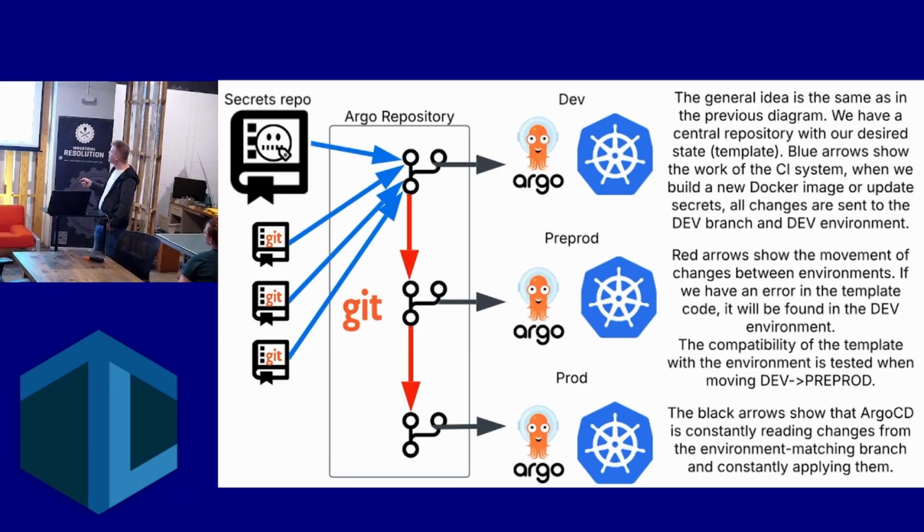Our central repository is internal, almost public, and already encrypted secrets go to our central repository. Any change will automatically deploy in the dev environment through Argo. It is a pull model.